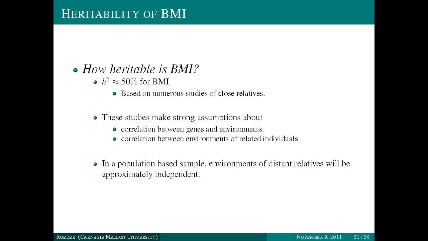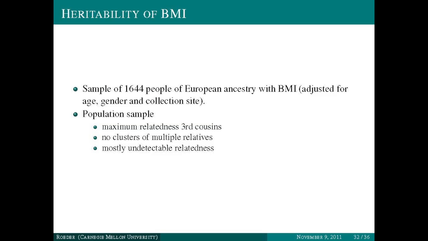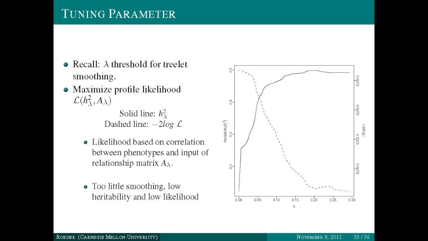And so what I found, you can apply, get these data off the web. There's this sample of people who are of European ancestry, and they have their body masses, and we adjust them for a few covariates. And the maximum relatedness is third cousins, and basically there are no large clusters of relatives, and most of the people are basically unrelated altogether. So we get A, and A is almost all nearly zero.